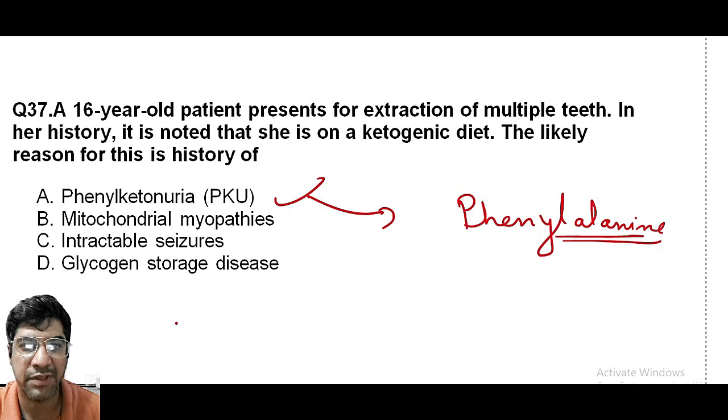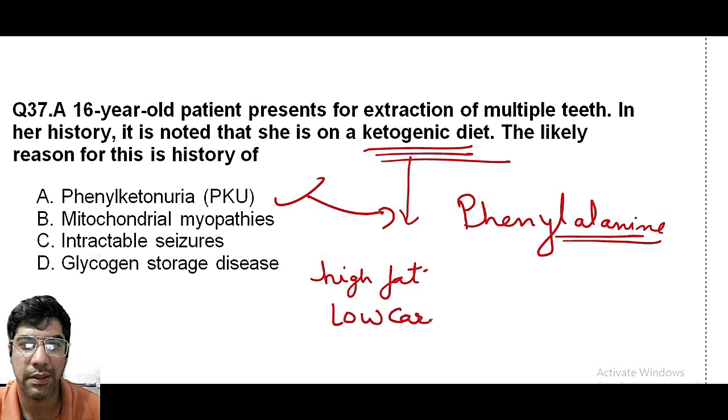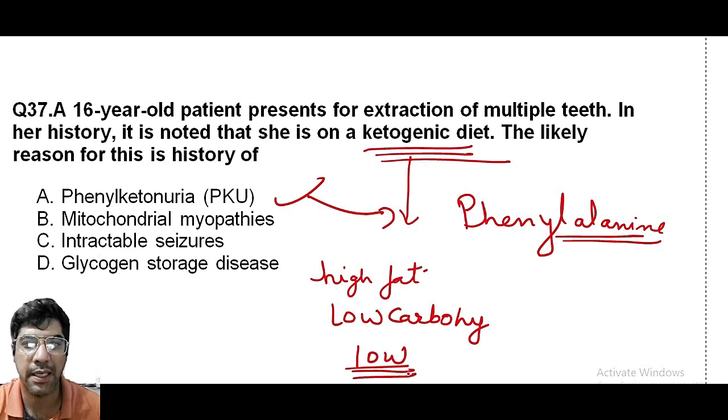So patients with mitochondrial myopathies have problems with energy metabolism. So a ketogenic diet means a diet that is high in fat, low in carbohydrate and low in protein. The body uses carbohydrate as the energy source, but in a low carbohydrate diet, fat becomes the main source of energy production.